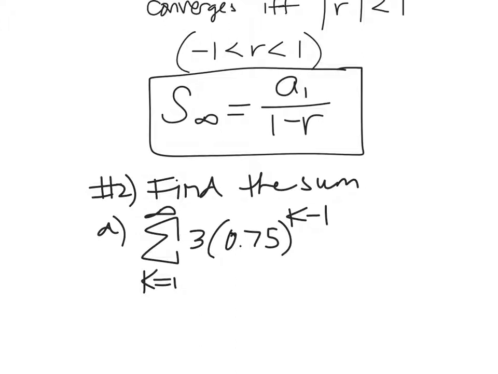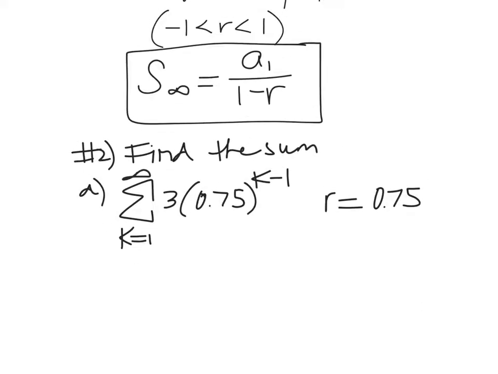So what you want to do is find out what r is. First of all, this is geometric. It's an exponential equation, okay? You can write out the first few terms just to make sure that it's geometric, but it is. And r is 0.75. Is that a good r? Is that okay? Yes, it is. It's a great r.